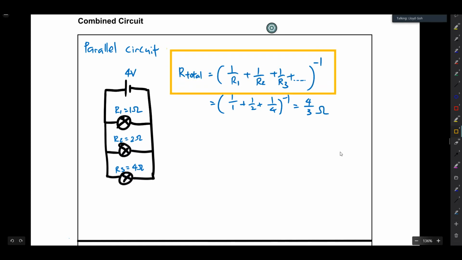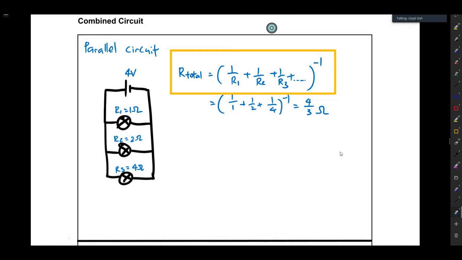For a series circuit, it was quite straightforward. You just need to add up all the resistance together. But for a parallel circuit, it's different, because over here you have 1 over R1 plus 1 over R2. Basically a reciprocal and inverse. The inverse of the sum of the reciprocals. Okay, so this is how we find R total.